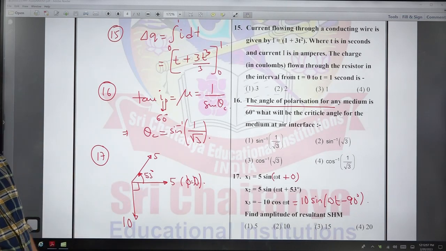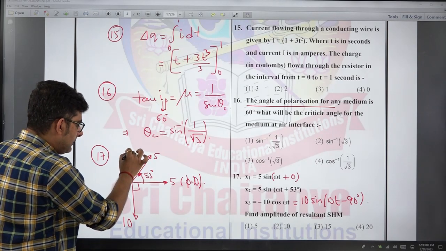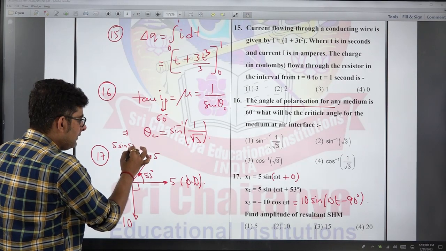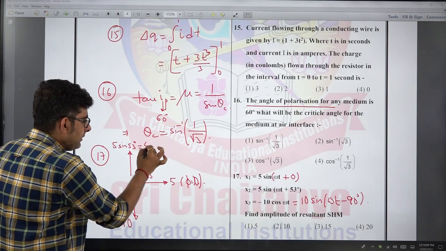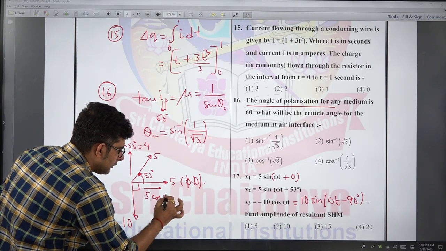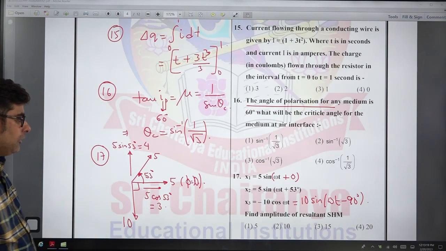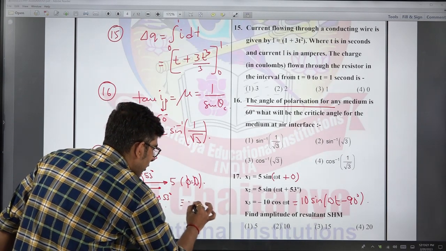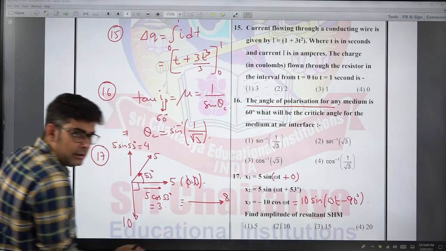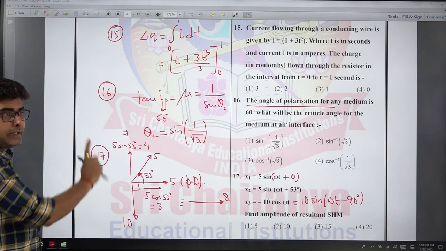Now just see the vector addition. This is already horizontal. This 5 will have two components. This is 5 sin 53. Sin 53 is 4 by 5, so it will become 4. And this one will become 5 cos 53, that means 3. So this figure can be redrawn. Horizontally how much do you have? 5 and 3? 8. Vertically 10 below, up how much? 4. 10 minus 4?